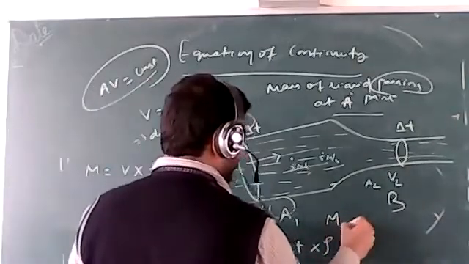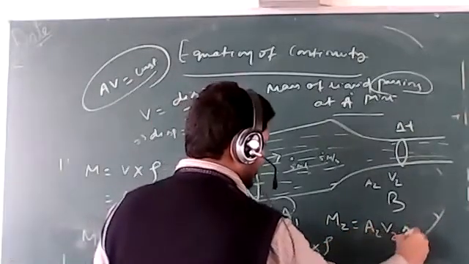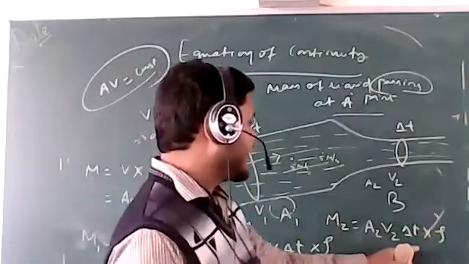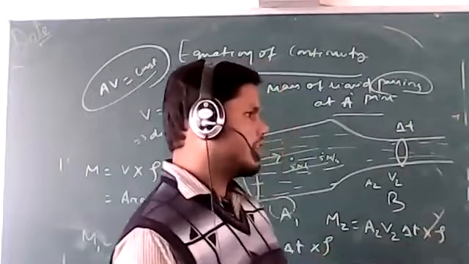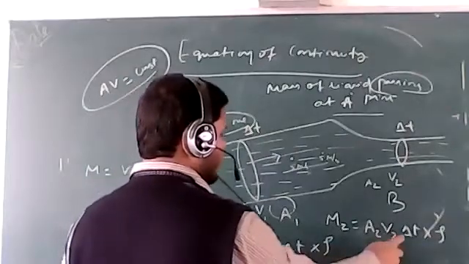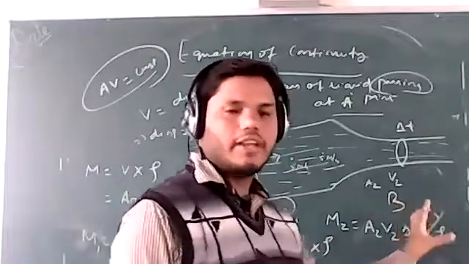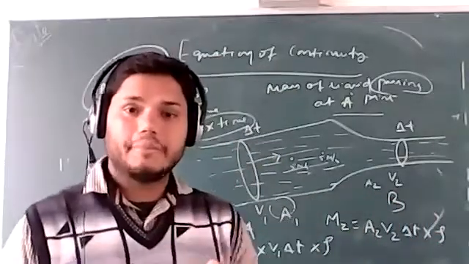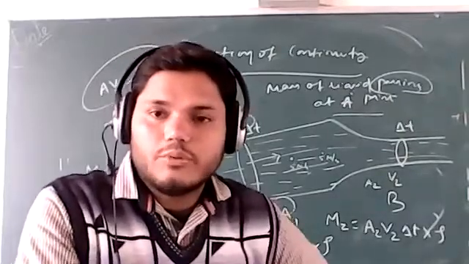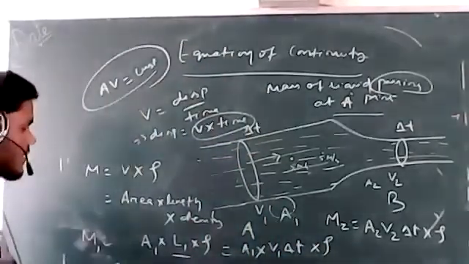Similarly, we can find M2 equal to A2 v2 delta t into rho, where rho means the density of the liquid, at the B point. So M1 equals A1 v1 delta t into rho, and M2 equals A2 v2 delta t into rho. We have to prove that Av, area into velocity of the liquid, remains constant throughout the flow. How can you prove that? Just see that.